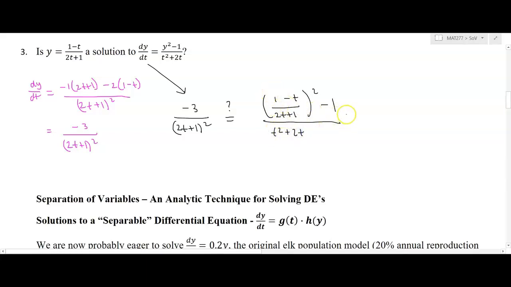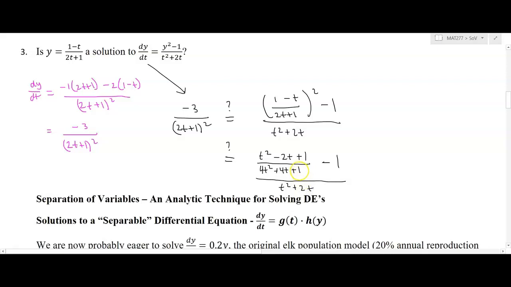All right, so as we proceed, let's go ahead and do a little bit of analysis on this guy here. So first off, if we square both top and bottom, then the square of 1 minus t, if we were to go ahead and FOIL that out, we would get t squared minus 2t plus 1. And the square of 2t plus 1 is going to be 4t squared plus 4t plus 1. And we have our minus 1 all over t squared plus 2t.